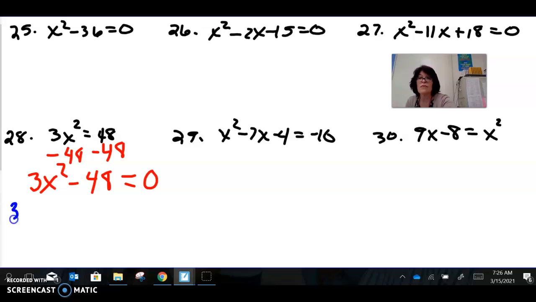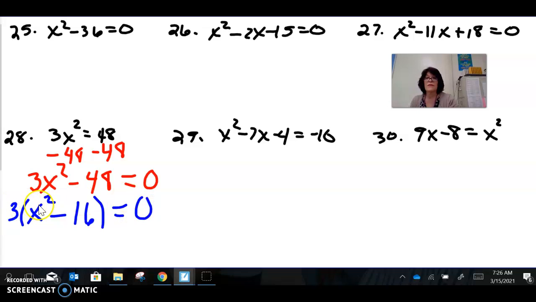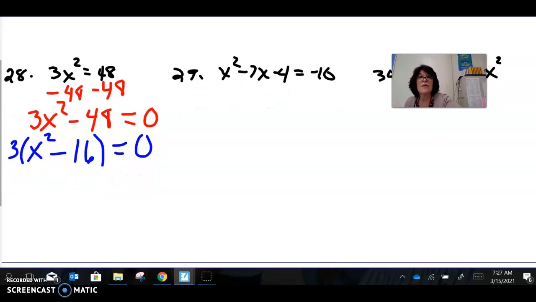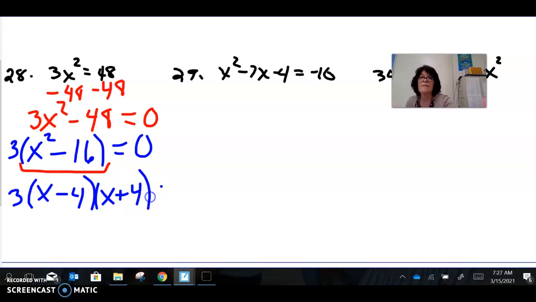So I do notice that 3 goes into 3, and 3 goes into 48. Okay, this is still 3x squared minus 48. If I take the 3 through, I get 3 times x squared minus 16. Notice I have the difference of two squares now, right? This part is x minus 4 times x plus 4. I still have the 3. And I also have x minus 4 times x plus 4. Okay?